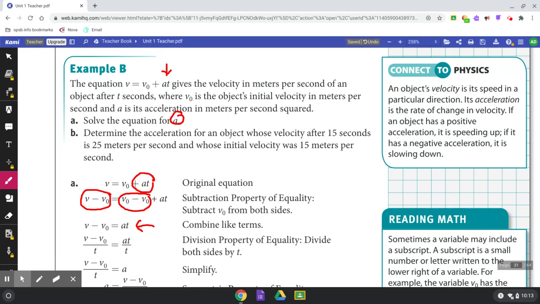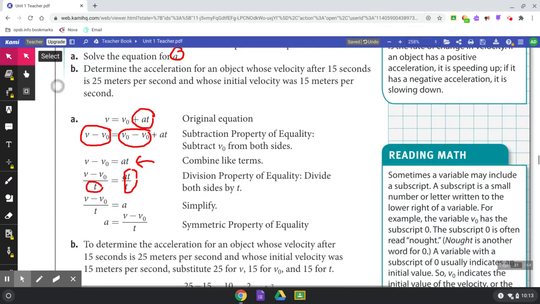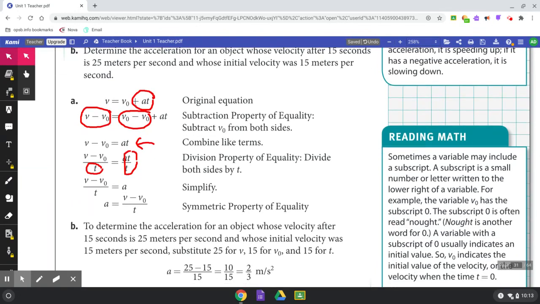Now, in order to isolate the variable A, we need to divide both sides by T. Divide both sides by T. And when you do that, you are left with V minus V sub 0 divided by T equals A, which is what we wanted. We wanted to isolate the term with the variable and then isolate the variable A.